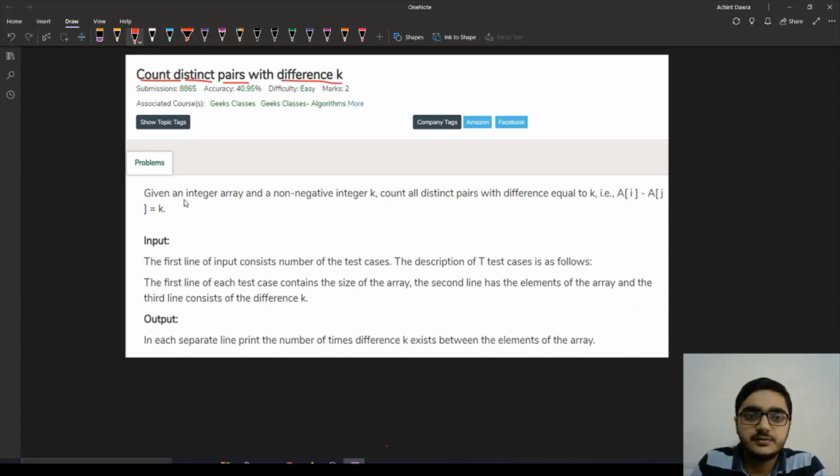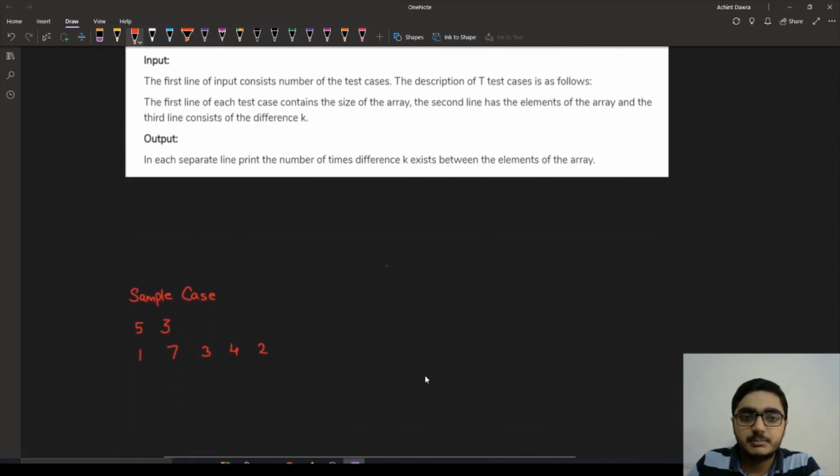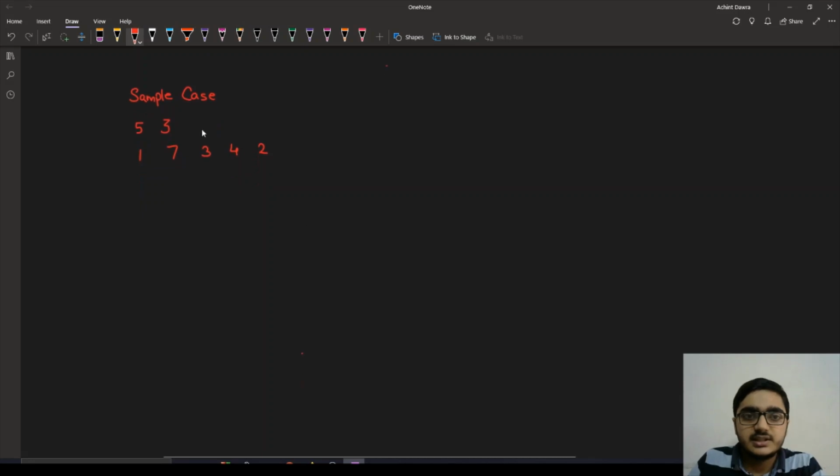In this question we are given an integer array and a non-negative integer k, and we need to count all the distinct pairs present in this array with difference equal to k. Let's understand it through a sample case. We have 5 elements: 1, 7, 3, 4 and 2, and we need to find all the pairs where the difference is 3. So k is given to be 3 here.